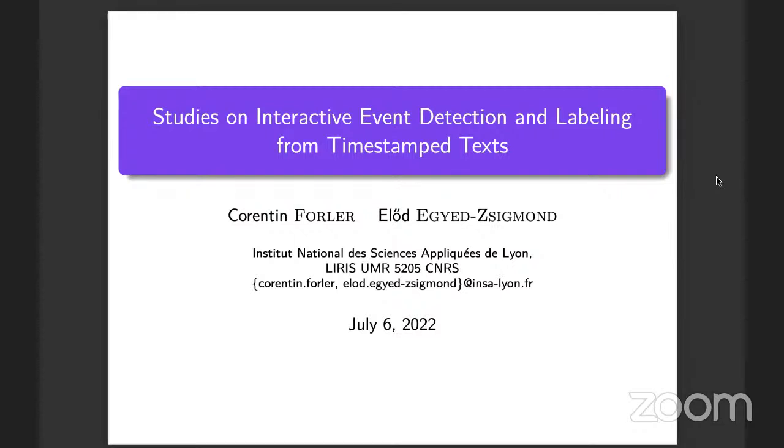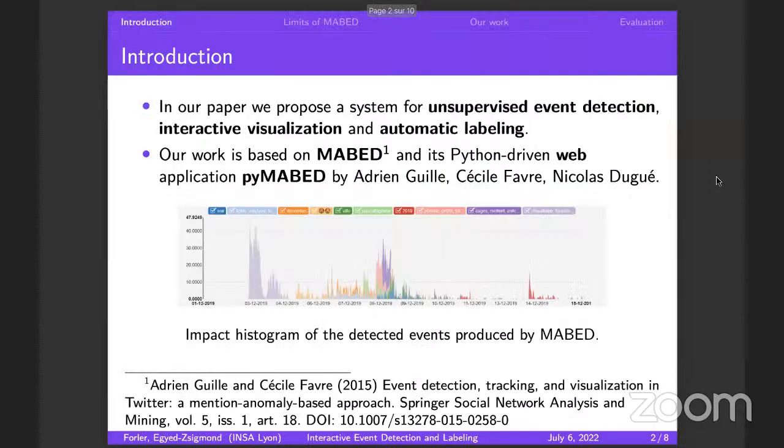Hello, everyone. Thank you for attending this presentation. My name is Corentin Forler. I am a master's student in computer science at INSA Lyon, and I will present my article, Studies on Interactive Event Detection and Labeling from Timestamped Text, co-written with Helle Degey-Sigmond. In our paper, we propose a system for unsupervised event detection, interactive visualization, and automatic labeling. Our work is based on MABED by Adrien Guille and Cécile Favre, and its main implementation called PyMABED, which is a web application.